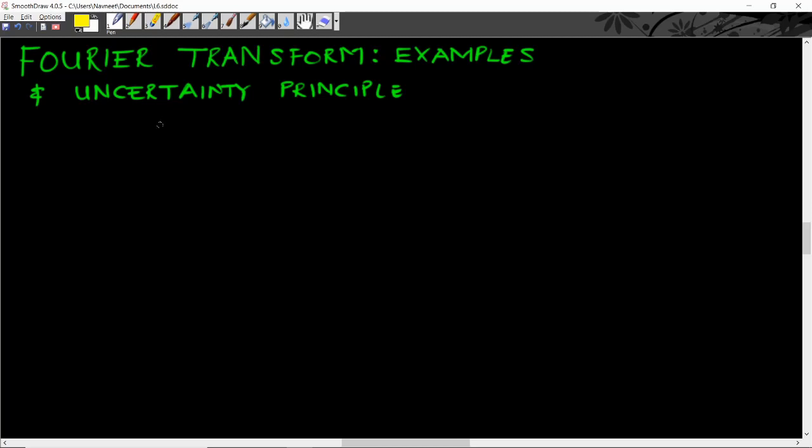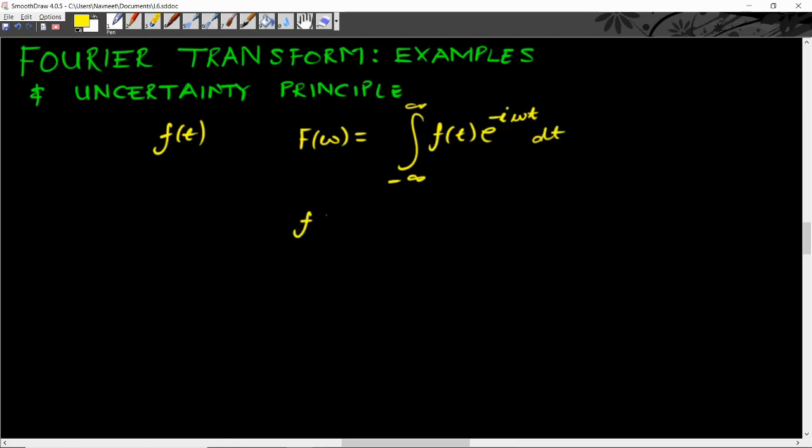In the previous lecture, we have seen that for a function f of t, the Fourier transform is defined by this integral and the inverse of this, that is the inverse Fourier transform, is defined by this particular integral.